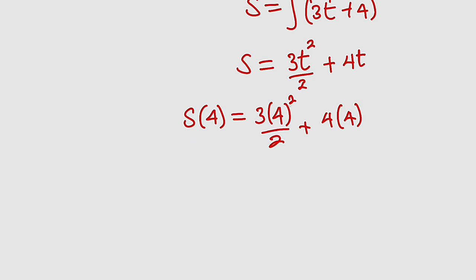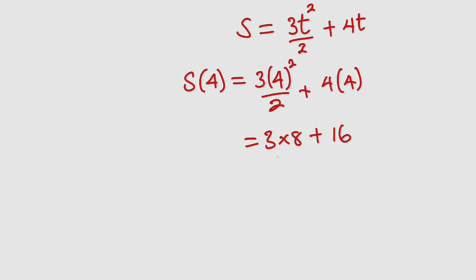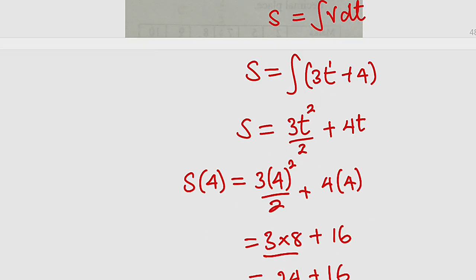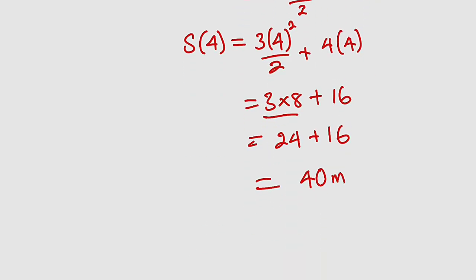We simplify. 4 squared is 16. 16 divided by 2 is 8. So we have 3 times 8 plus 4 times 4 is 16. 3 times 8 is 24 plus 16, and this is equal to 40. Therefore, the distance is 40 meters. And this is our last question.